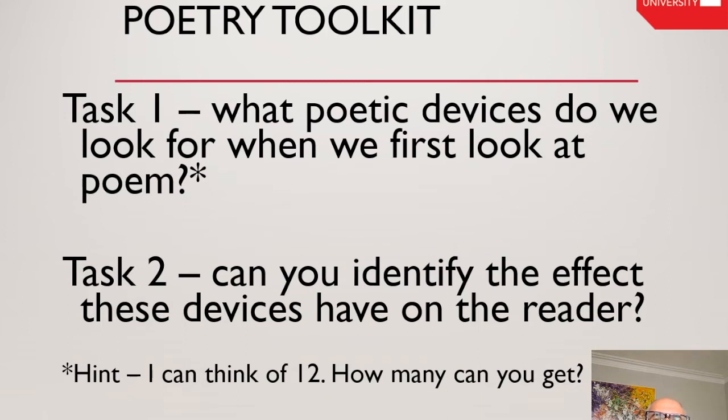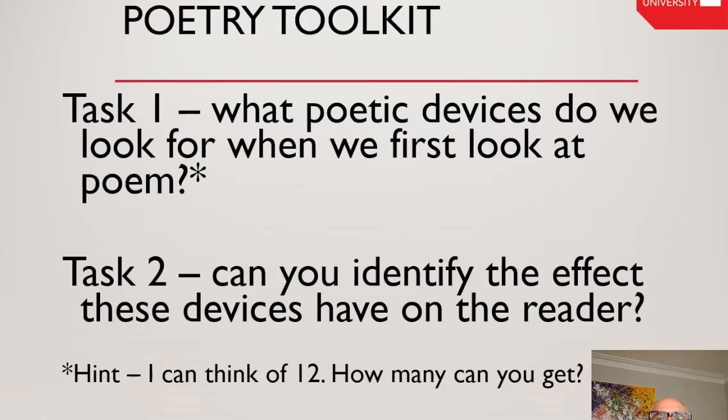So could we think about approaching poetry as having a toolkit, and that we use different approaches to reveal different things? Well, I want us to think just briefly about what aspects, what devices a poet has available to her or him, and what we should look for in a poem when we're initially approaching it. So I want you to think about what aspects of poetry you know about and what you would look for. And then I want you to think briefly about what effect these devices have on the reader.